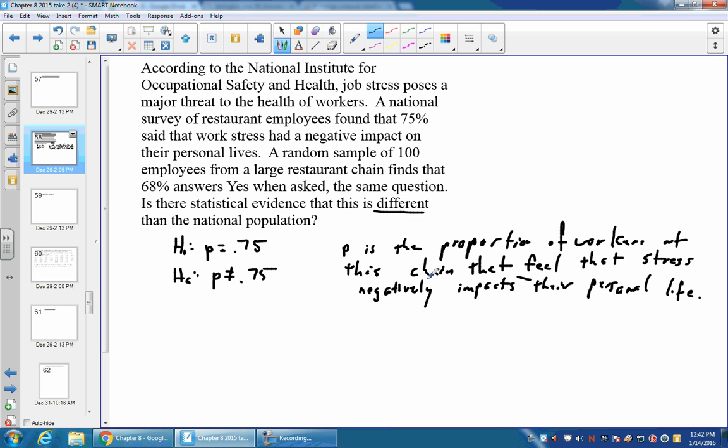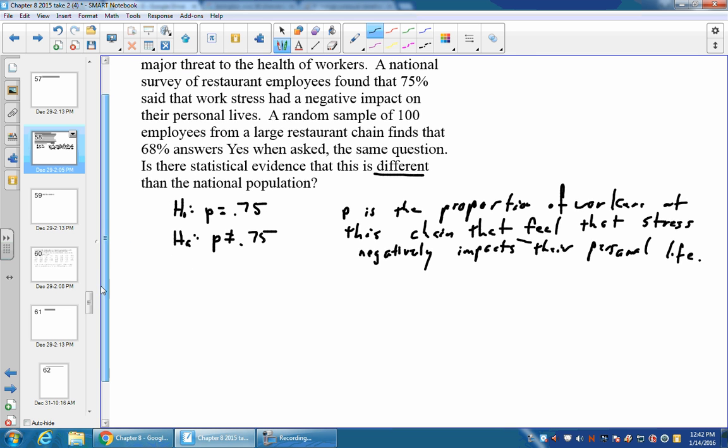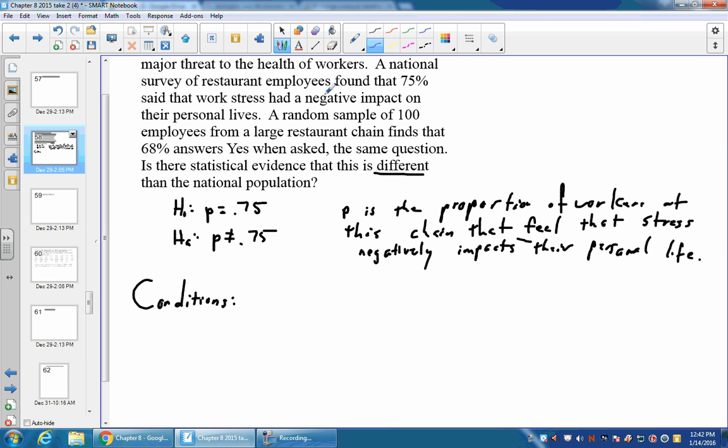Hypotheses are out of the way. We got a point for that, point for that, point for that. Good. Now we want to check the conditions. First, does the data come from a random sample? Looks like it comes from a random sample. So you say something about how data come from a random sample. Then we need to check independence.